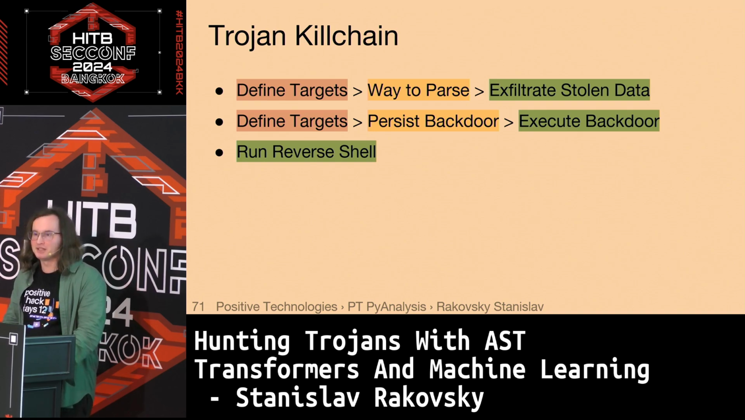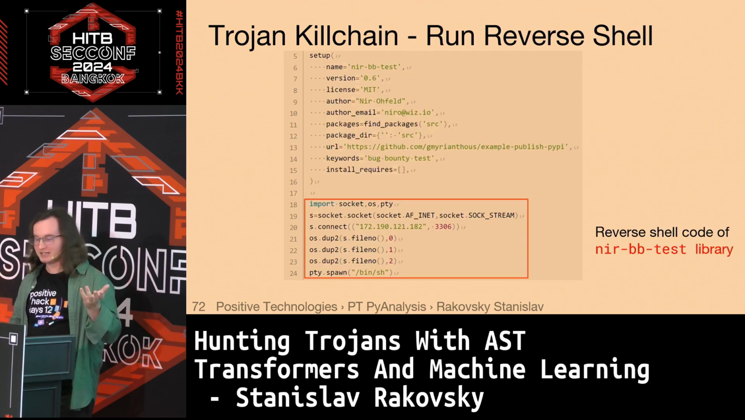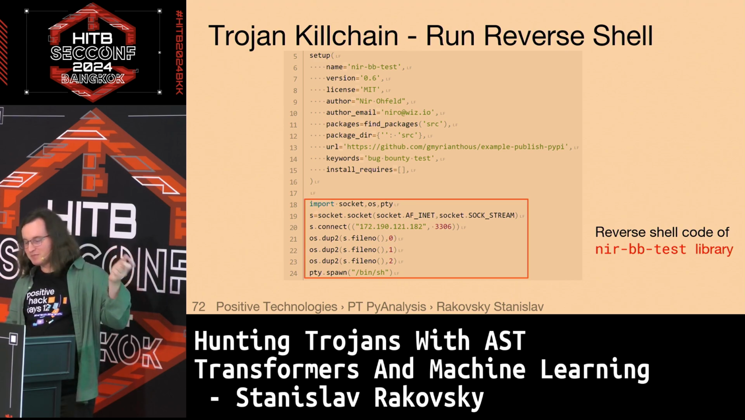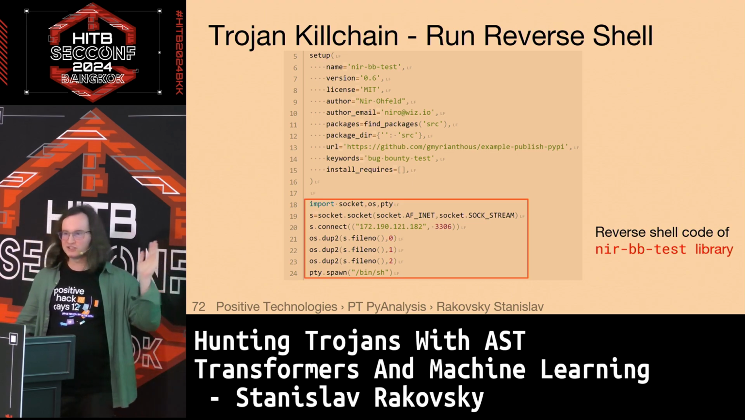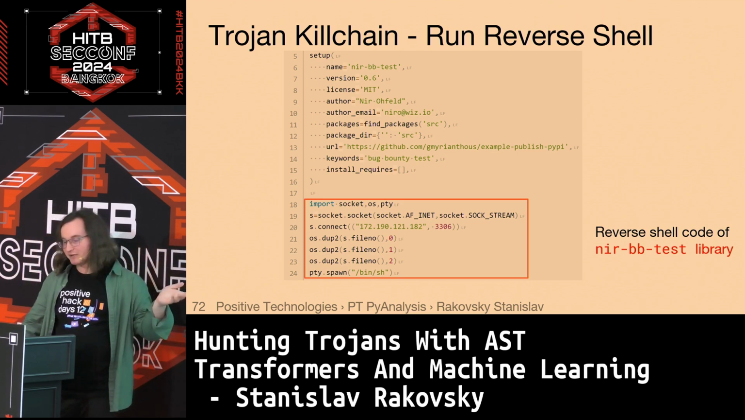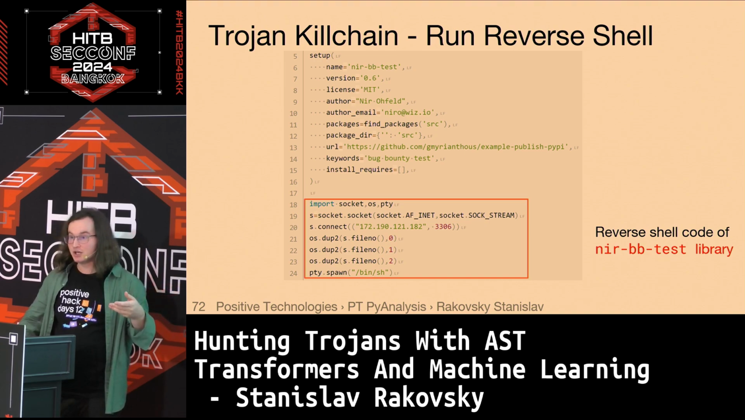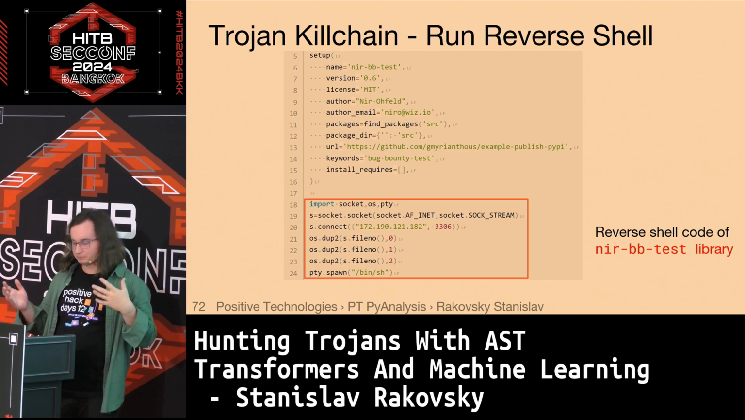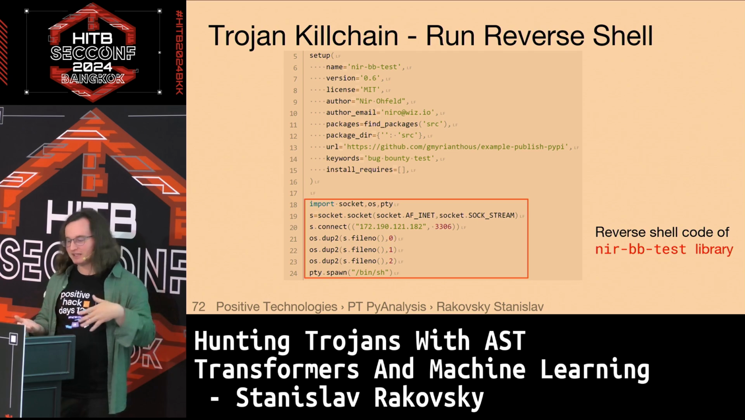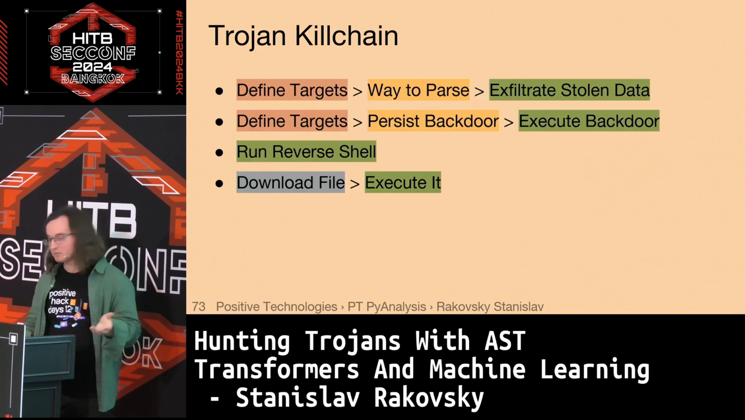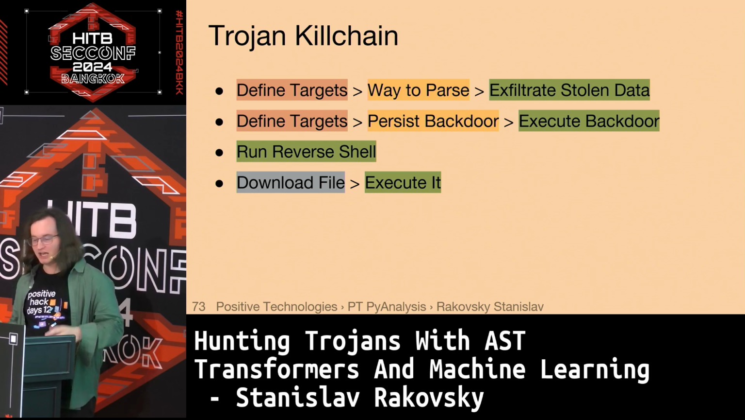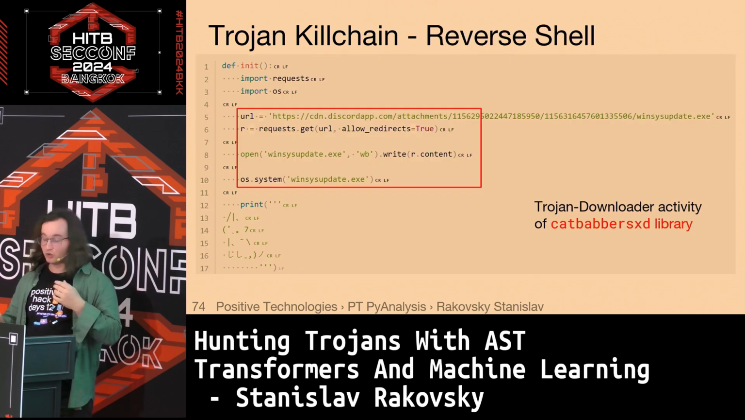Running reverse shells is simple, because you need just to be executed for running it. For example, the NearBB test library uses just a simple reverse shell that will open bash and redefine the way of handling stdin, stdout, and stderr to a socket connection. Trojan downloaders work in a similar way. We need to download some file first and execute it on your machine.